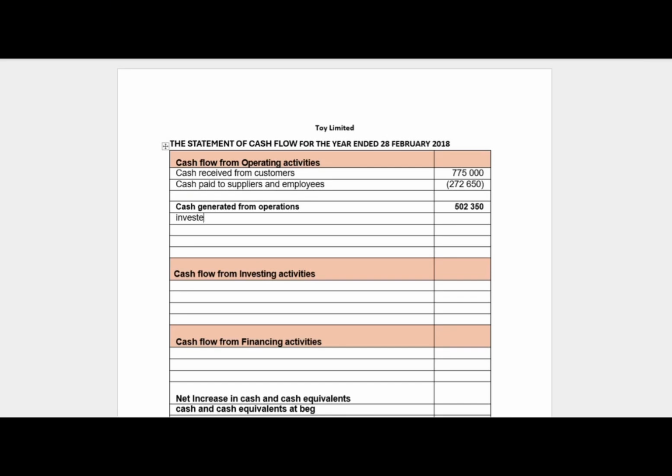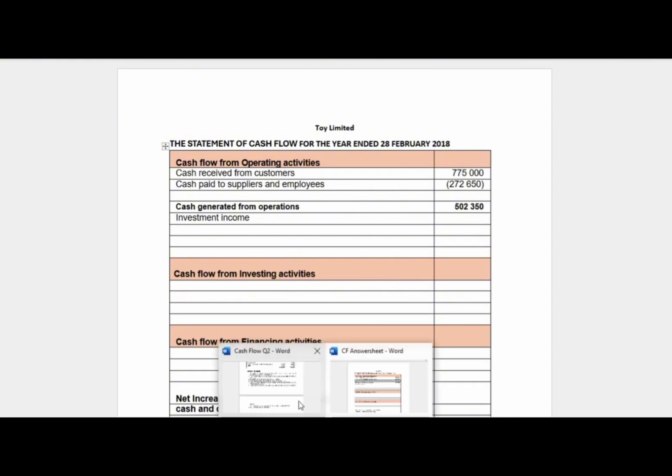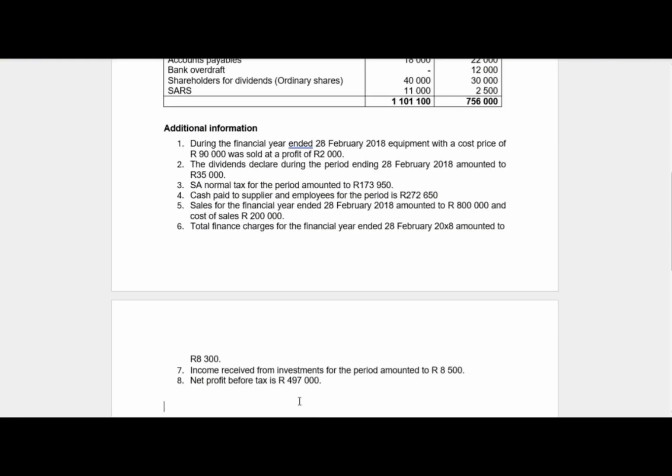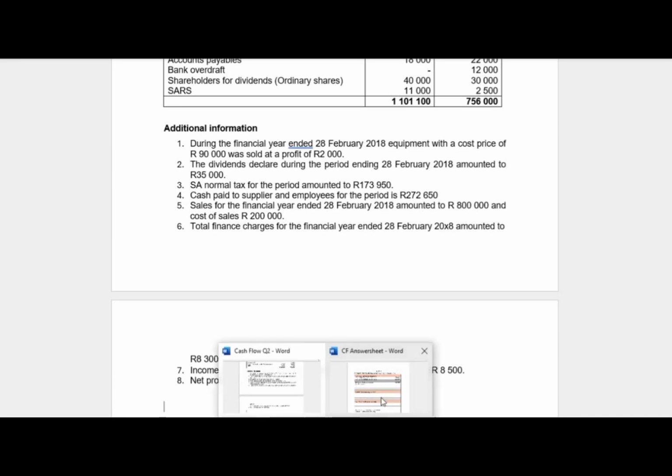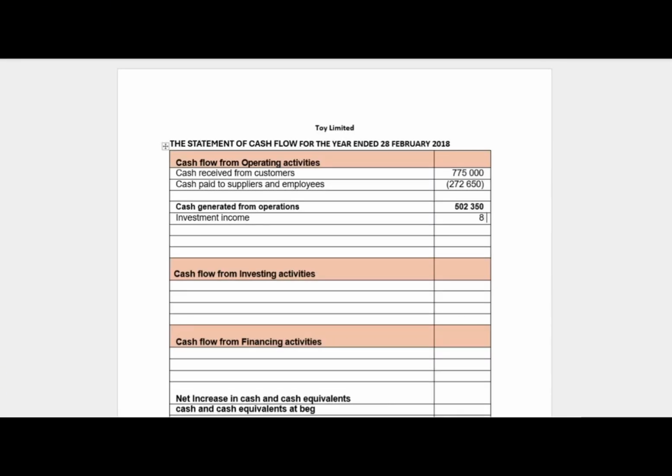Investment income. You can call it investment income, or you can type it the way it is, income received from investment, no problem. It's like interest received or interest income, because when you invest, any income from investment becomes interest, because we invest to receive income in the form of interest. Of how much? Let's see. It is 8,500. 8,500 is an inflow.